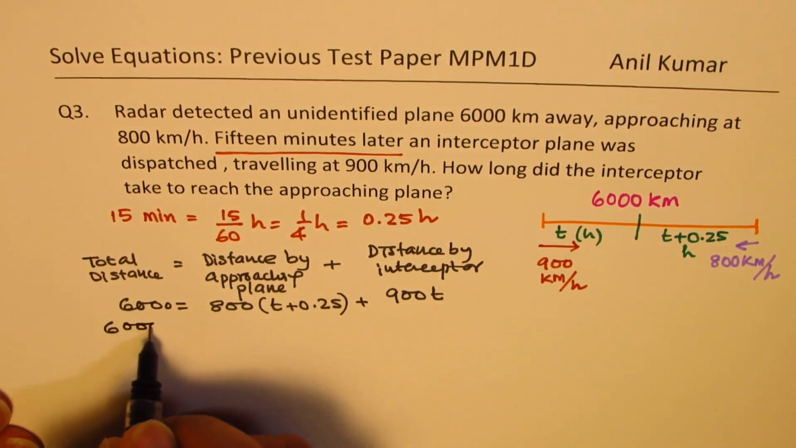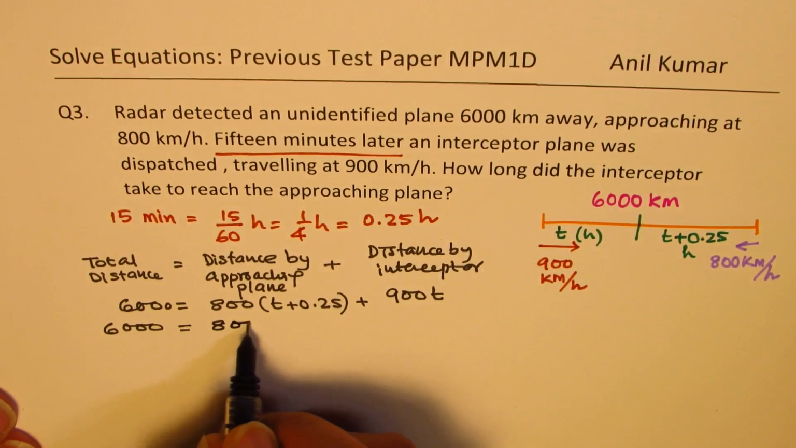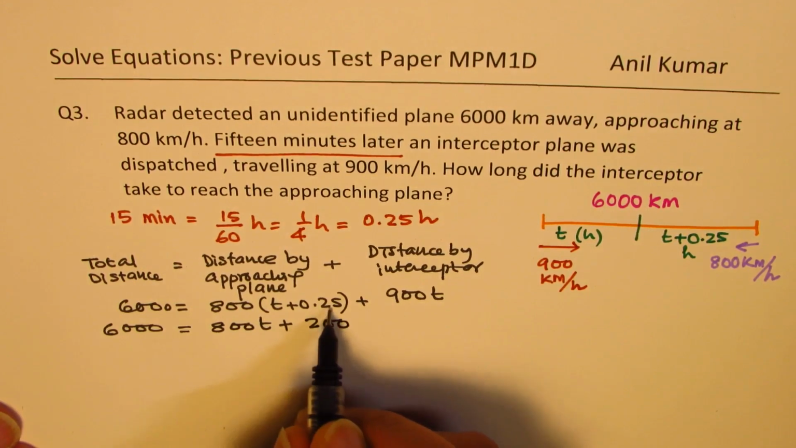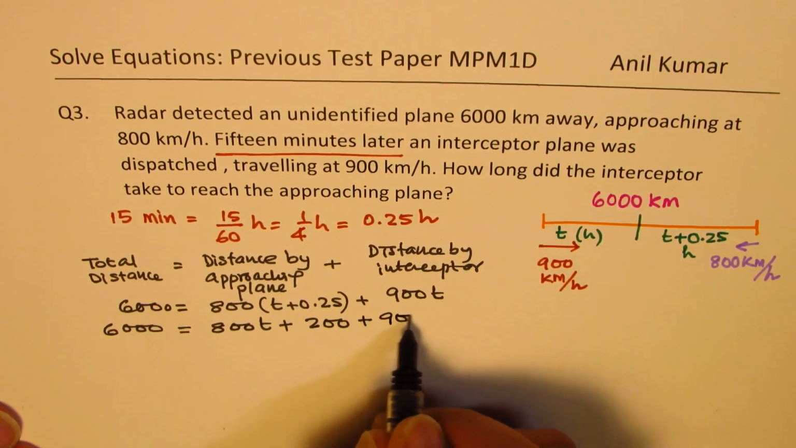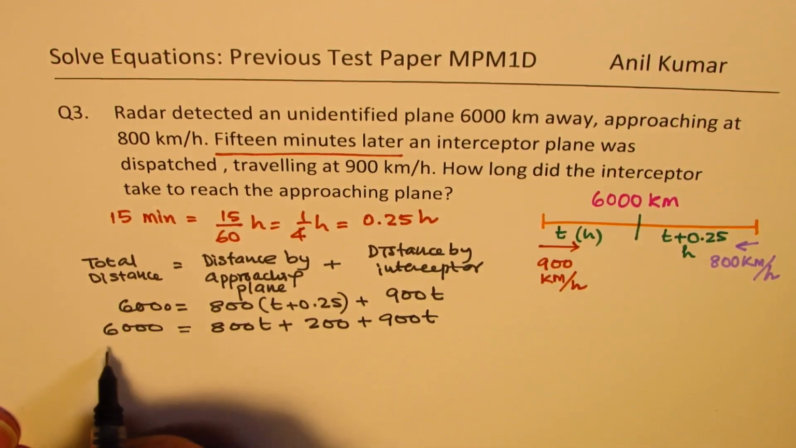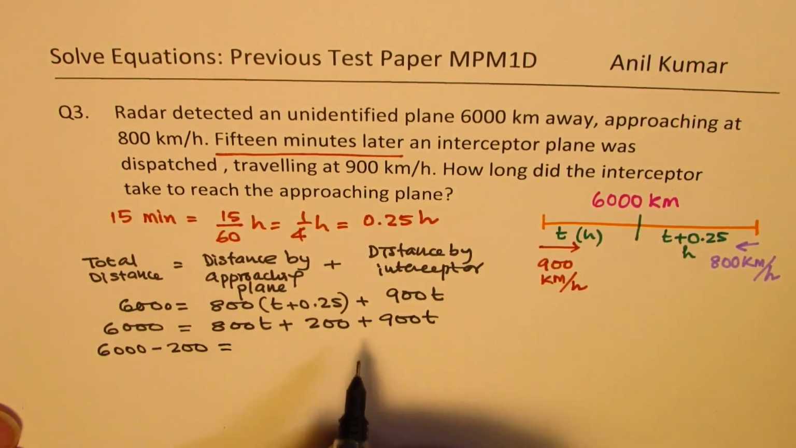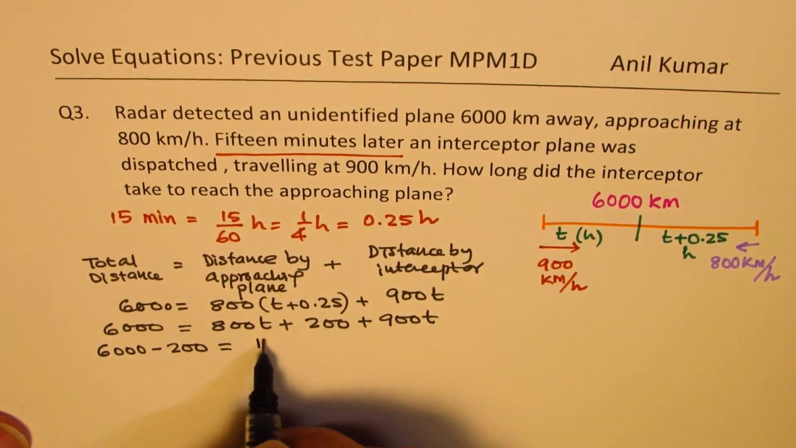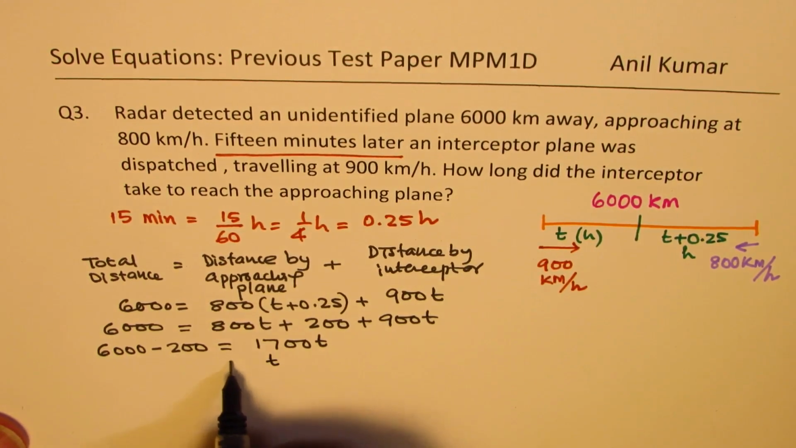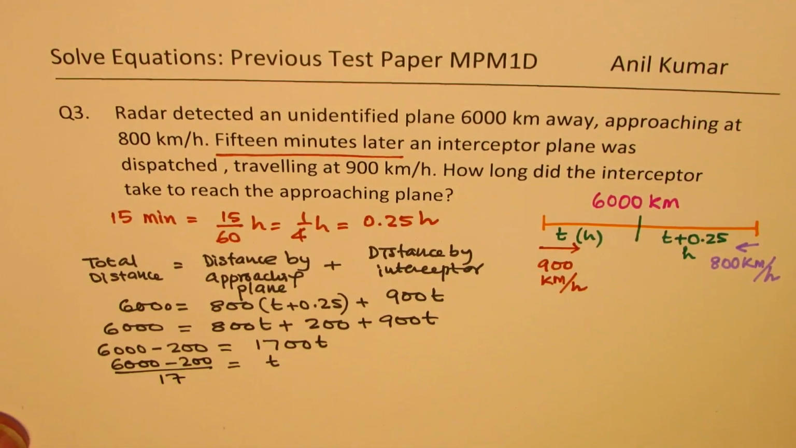So we get 6,000 equals 800t plus a quarter of 800, that means 200, plus 900t. So we'll take away 200. We get 6,000 minus 200 equal to 800t plus 900t, which is 1700t. So from here we can see what t is. So t is 6,000 minus 200 divided by 1700. Clear?